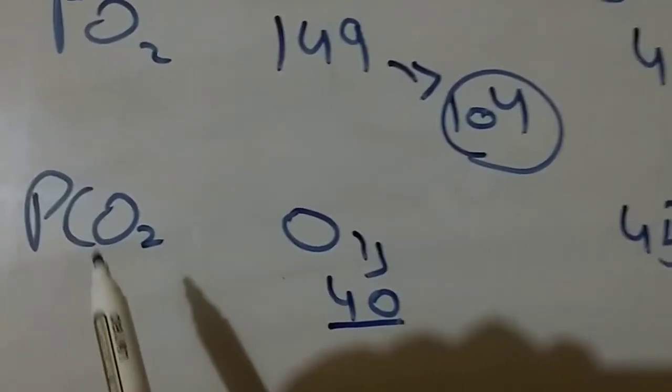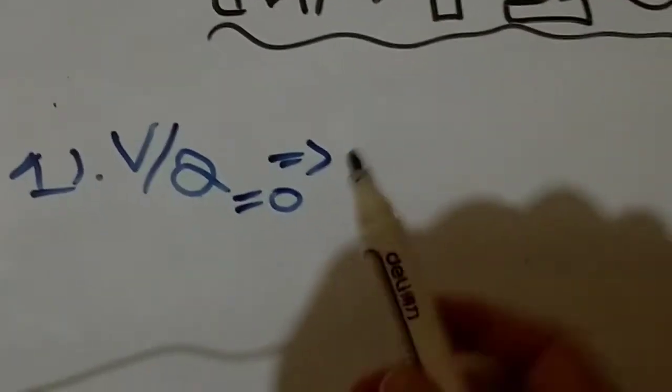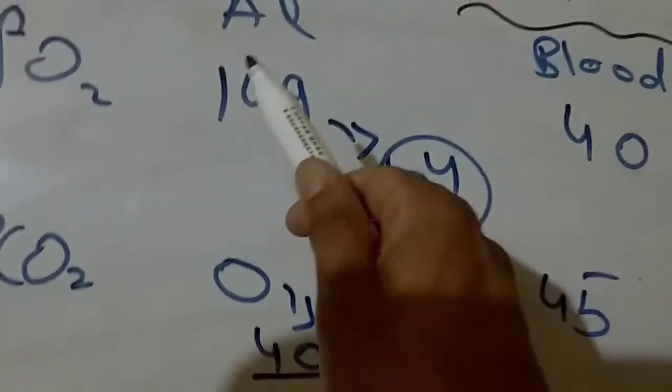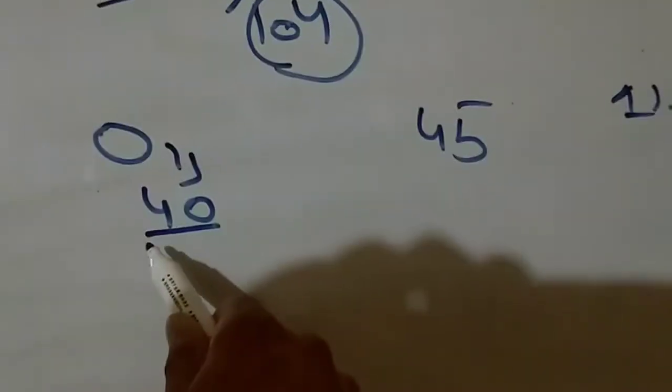The partial pressure of oxygen would remain the same, 149, and the partial pressure of carbon dioxide would remain the same, 40, because no gas exchange is occurring. Air is available, but the blood is not available, so no gas exchange is occurring. That's why the content of the air would remain the same: 149 and 40.